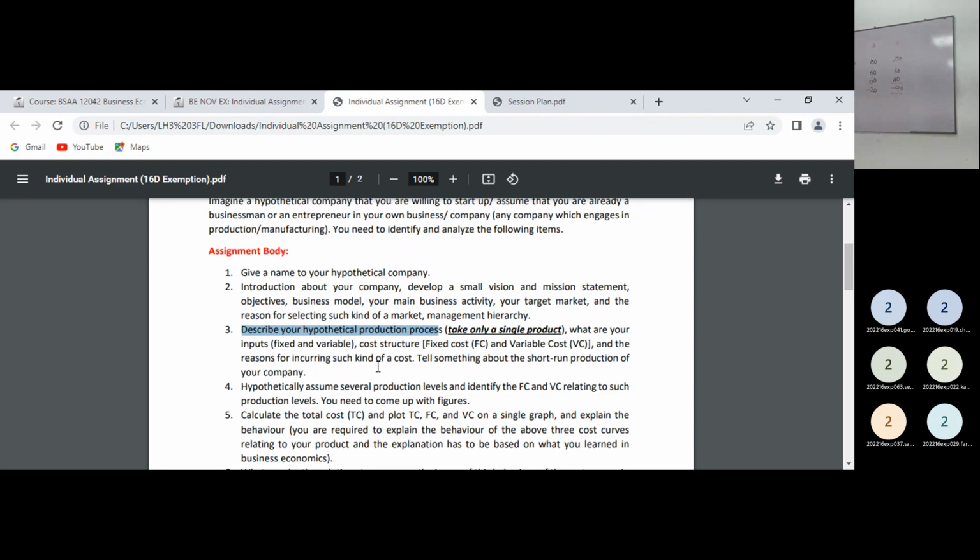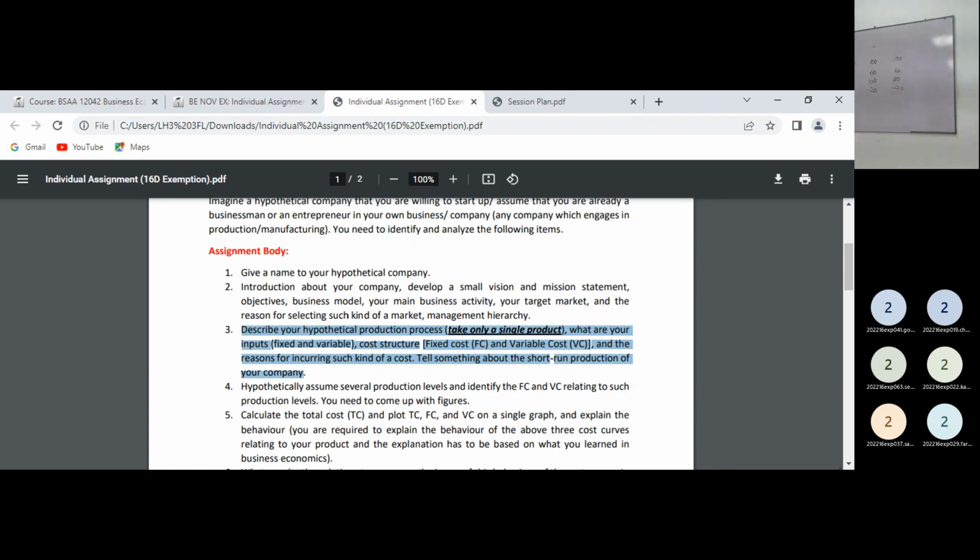And the reasons for incurring such kind of a cost. Tell something about the short-term production of your company. What are your plans? If there are any issues, how we are going to sort out those issues. Okay. That is the bullet number 2.